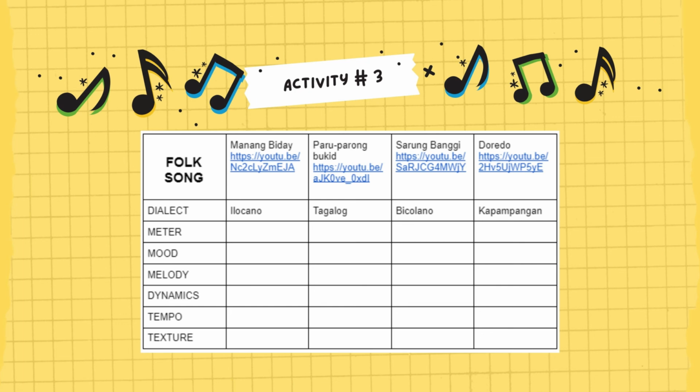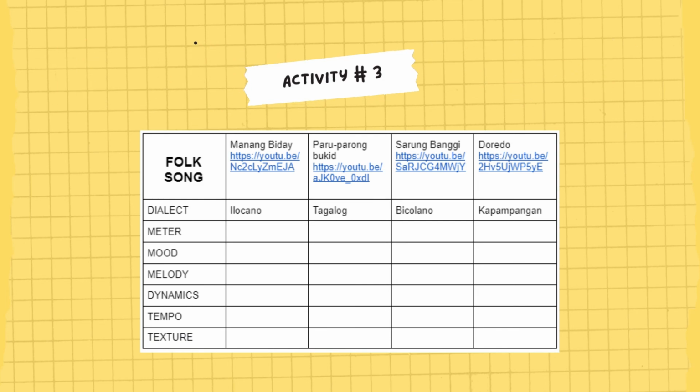Next is meter. Is it double, triple, or quadruple? For mood, is it happy, sad, or etc.? For melody, is it major or minor scale? For dynamics, describe the softness or loudness of the sound. Is it crescendo or decrescendo? For tempo, is it fast or slow? And for texture, is it monophonic, homophonic, or polyphonic?